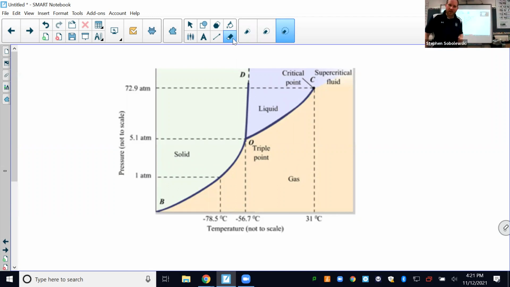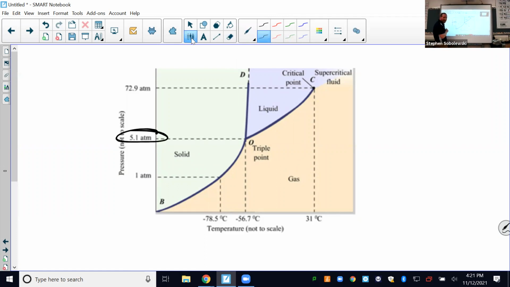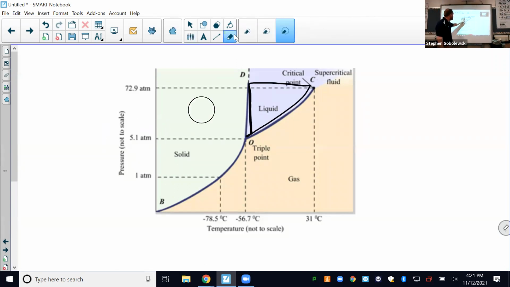Now, can you get liquid CO2? Yeah, just never at standard pressure. You need to increase your pressure to at least 5.1 atmospheres, which is 5.1 times more pressure than you're feeling right now. If you get it to 5.1 atmospheres, you could end up in this region here. Okay, so understand the difference between CO2 and H2O. You can also see a couple more vocab terms on this. The triple point is the point at which all three phases can exist.